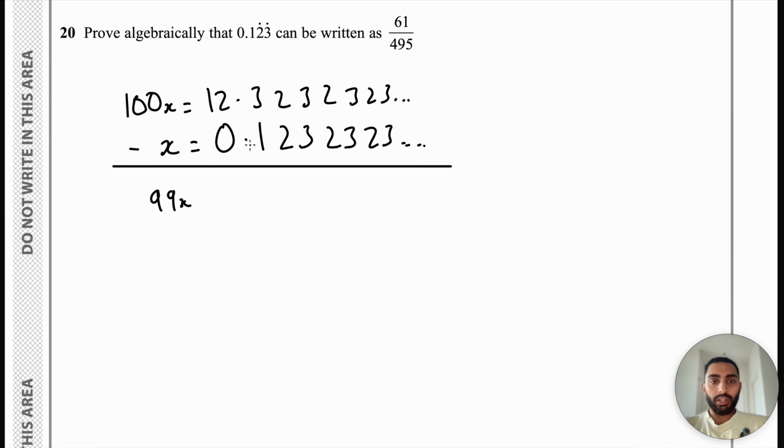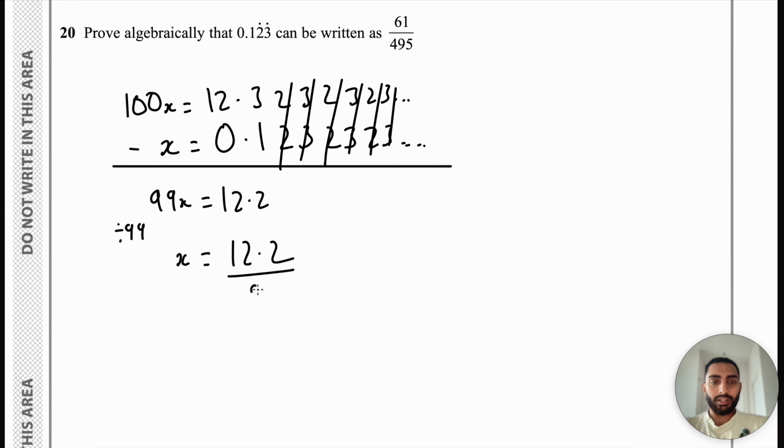I'm taking away these from each other. So 12.3 take away 0.1 is equal to 12.2. And all of these would cancel each other out, so they would disappear. I can just solve this. X is being multiplied by 99, so I'm going to divide by 99 on both sides. X would be equal to 12.2 over 99.